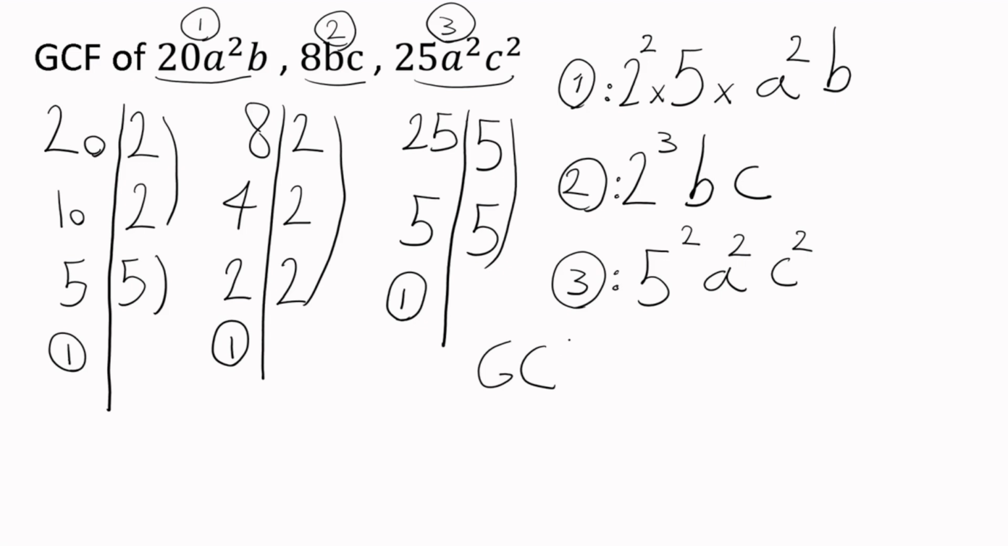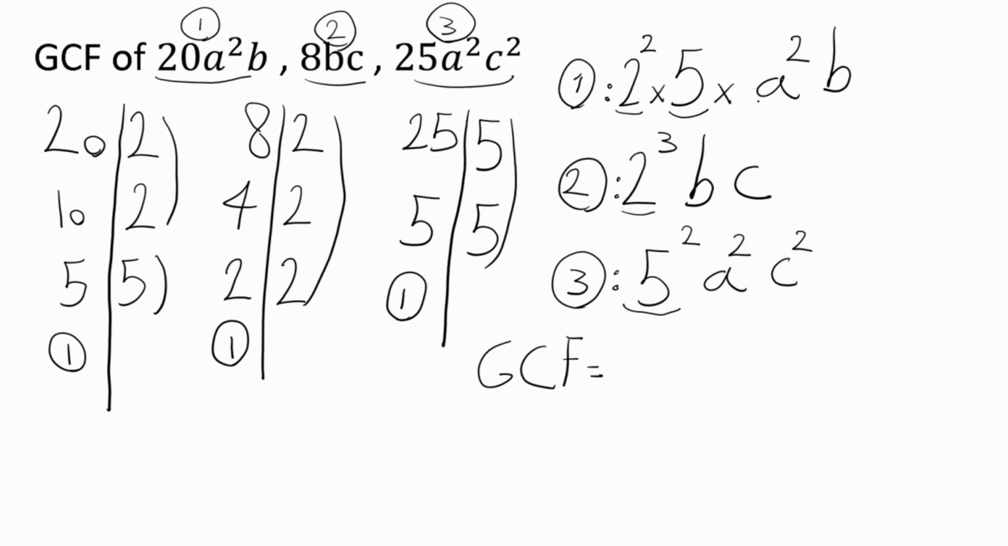So GCF will be equal to, okay, let's find the terms which are common between all of them. They must be common between all of them. Look, 2 is common between the first term and second term. But do we have any 2 in the third term? No, as you can see, there is no 2 in the third term. So we should not consider 2 because it must be common between all of the terms. Here I have 5 in the first term and I have 5 in the last term. Do I have any 5 in the second term? No, so I should not consider the 5.